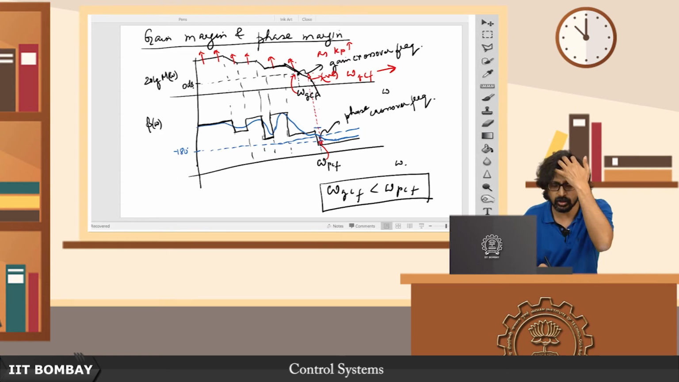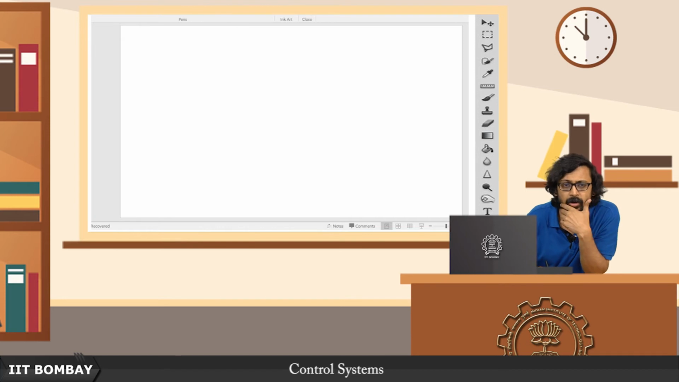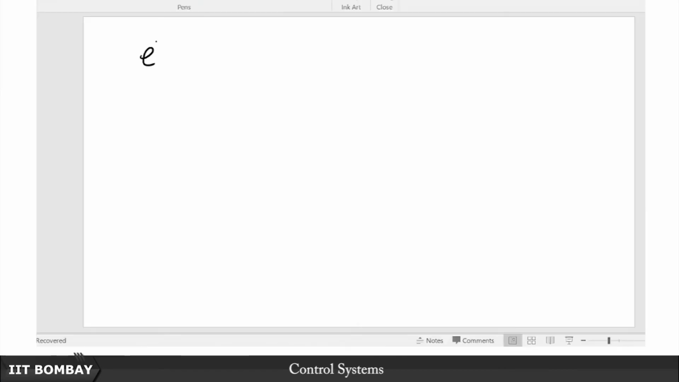What about the phase crossover frequency? In what way is it a measure of robustness, or rather what sort of perturbations could affect the phase crossover frequency? Now recall, there are terms like e to the minus st, which we have not really studied in the Bode plot sense yet, because we only considered rational functions. But if you consider the e to the st, what is its magnitude plot going to be like?